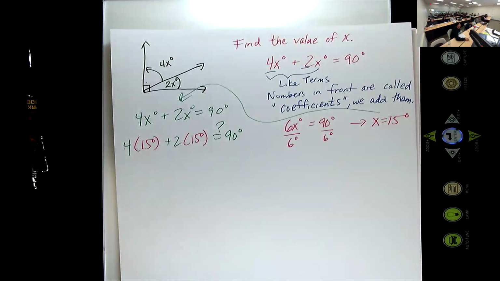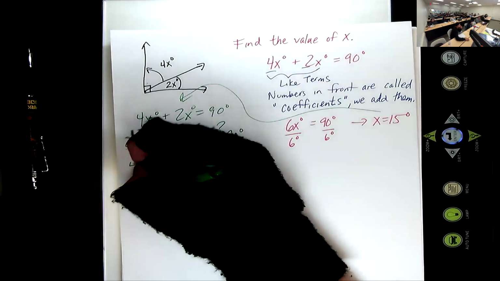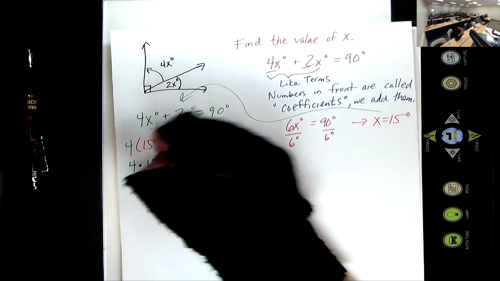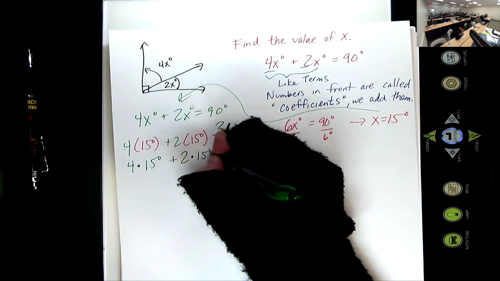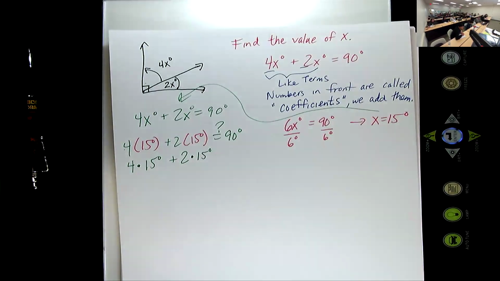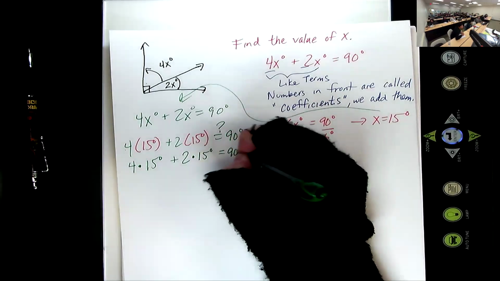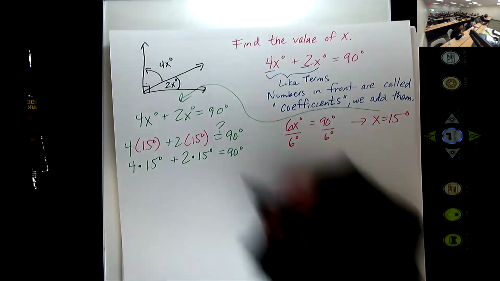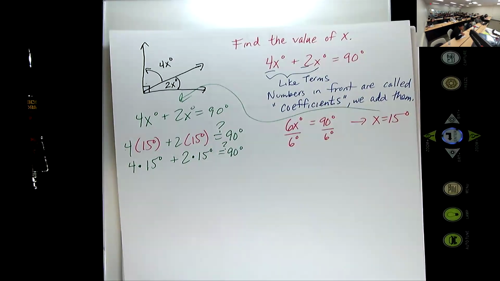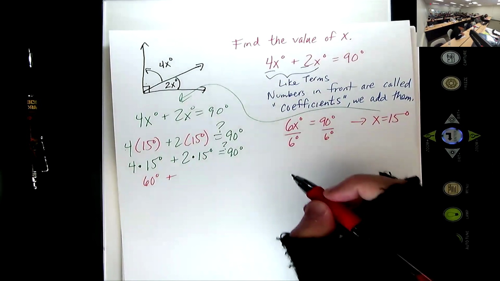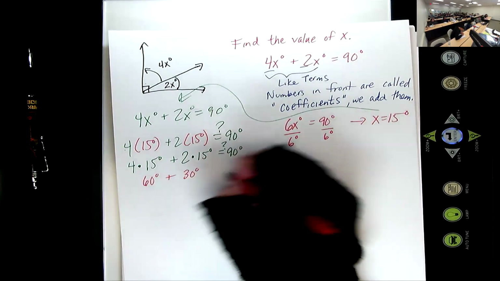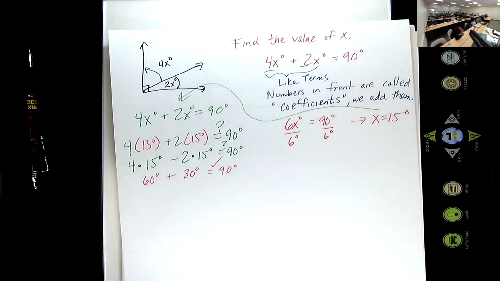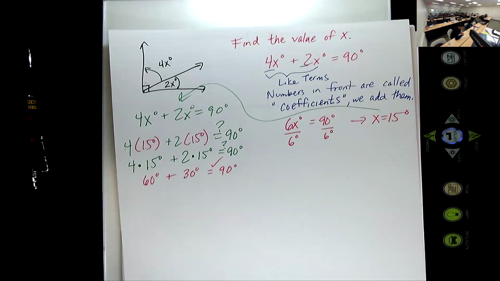When you plug something in, it's a good idea to plug it in with parentheses, especially if there's a negative sign there, because you want to make sure you're treating it as a negative sign, not subtraction. This is the same thing as 4 times 15. In math, we use a dot, not the little x you learned in elementary school, because x nowadays is for variables. What's 4 times 15? 60 degrees. And 2 times 15 is 30 degrees. And that does add up to 90 degrees. So we know the 15 degrees was correct.